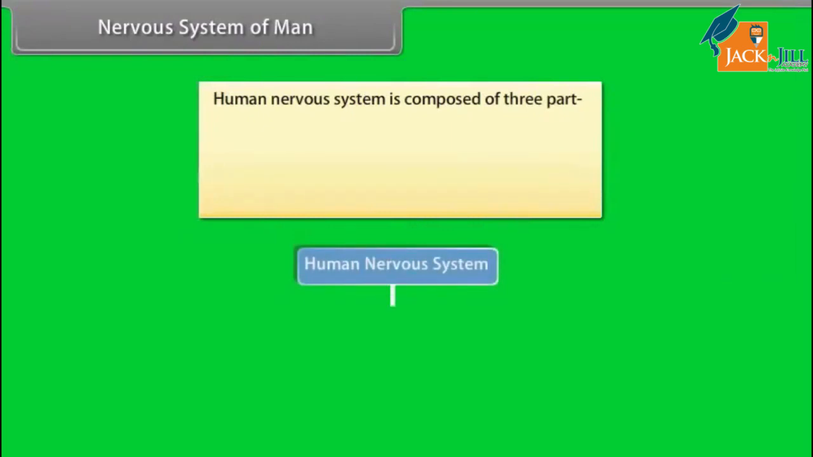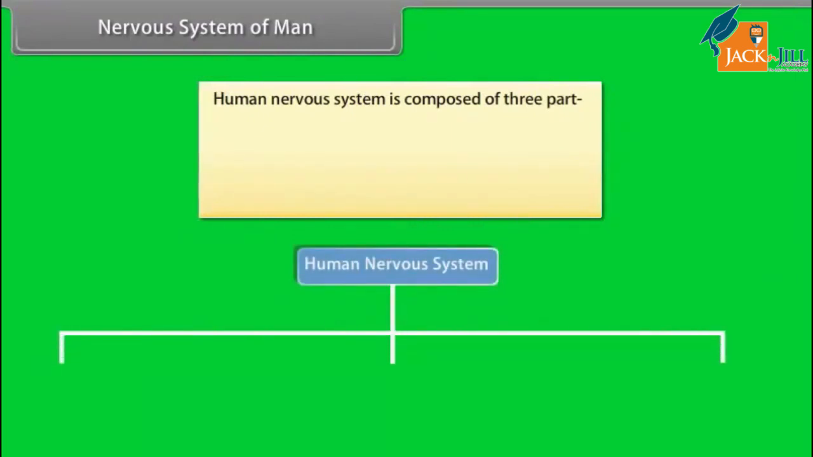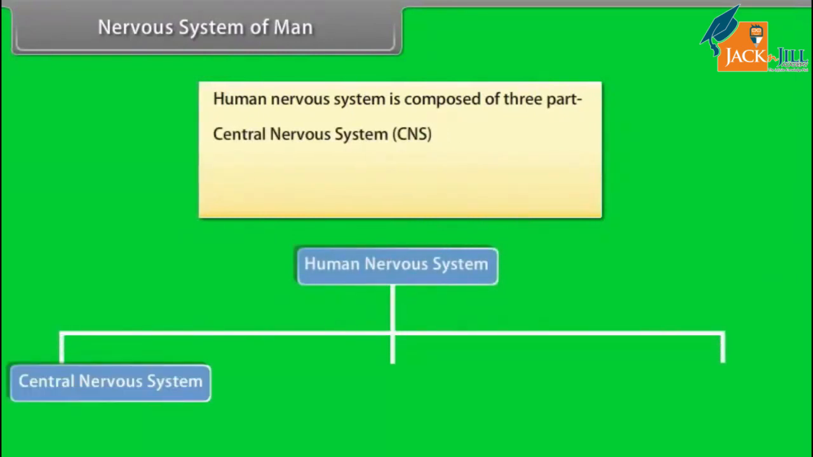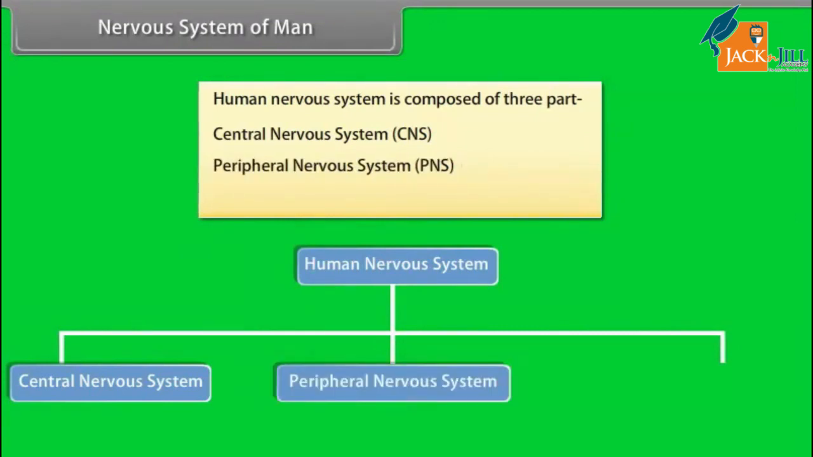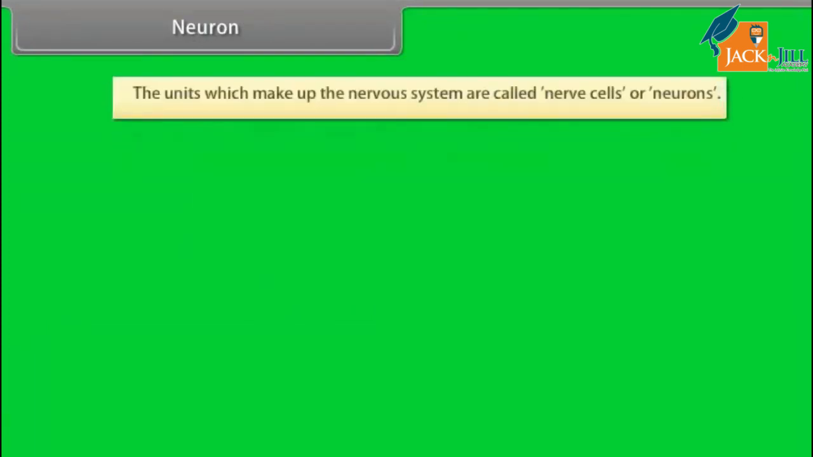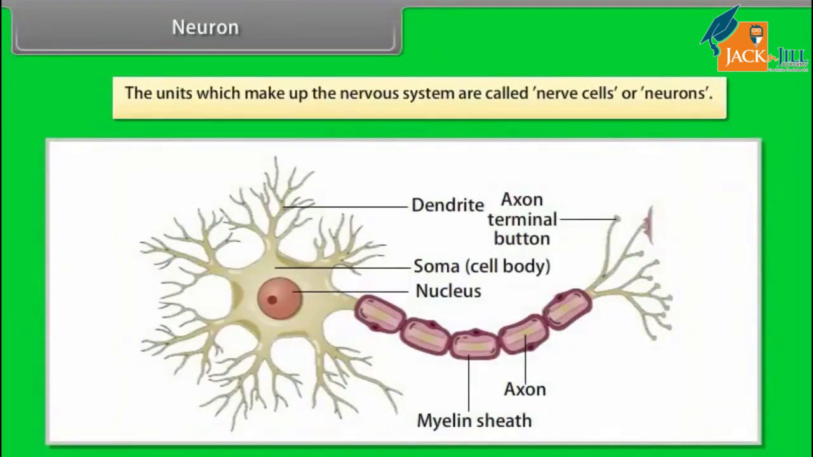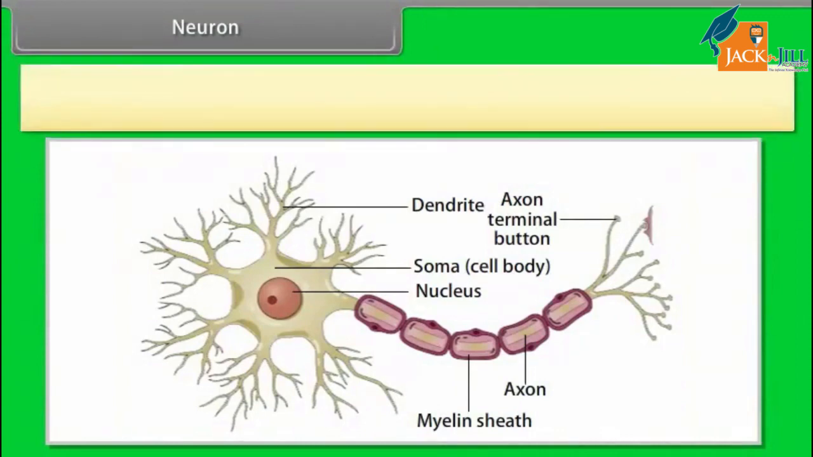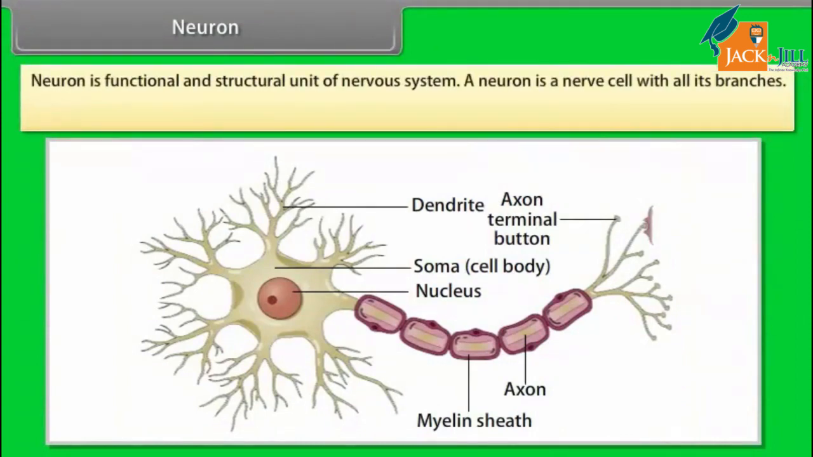Human nervous system is composed of 3 parts: central nervous system, CNS, peripheral nervous system, PNS, autonomic nervous system, ANS. Neuron. The units which make up the nervous system are called nerve cells or neurons. Neuron is a functional and structural unit of nervous system. A neuron is a nerve cell with all its branches.